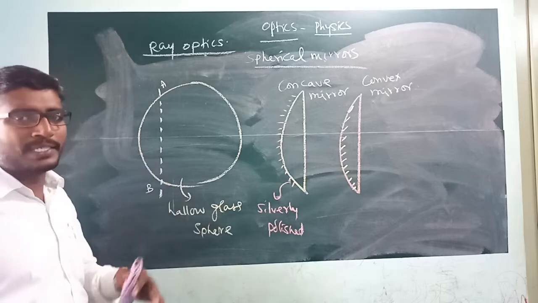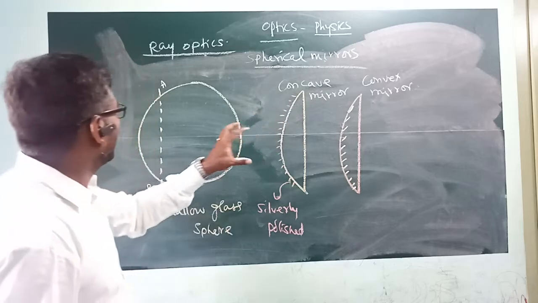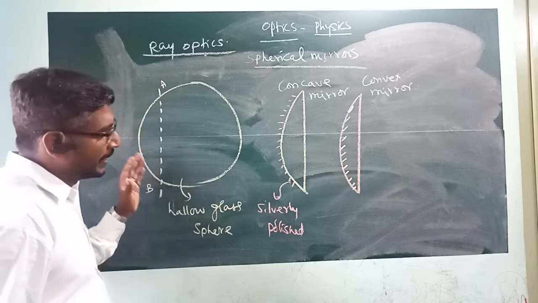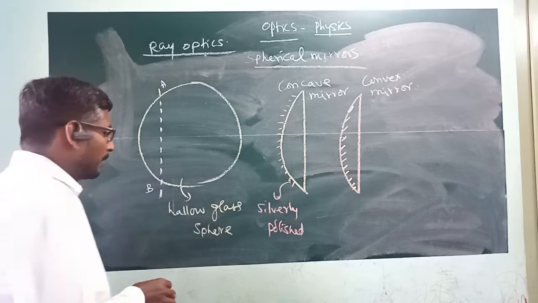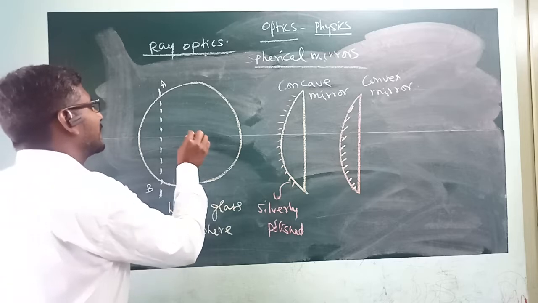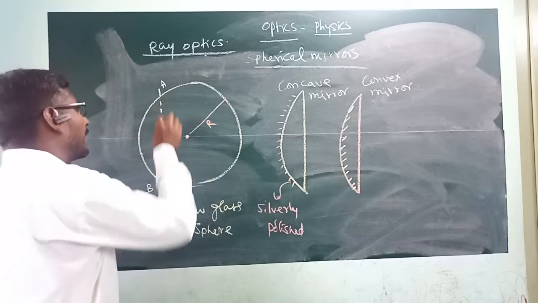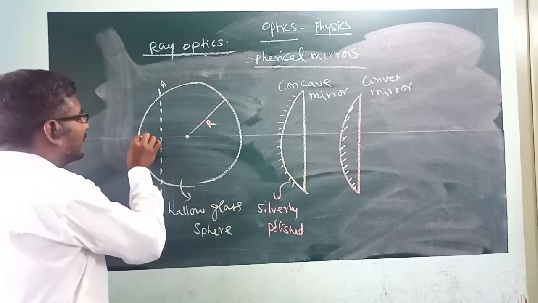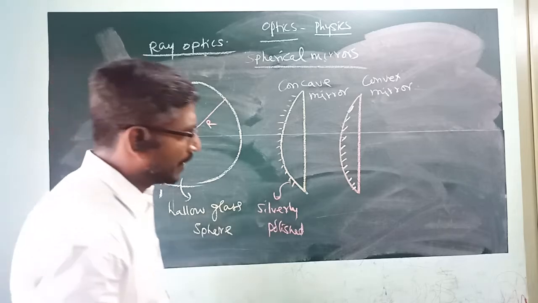So spherical mirrors are of two types, concave mirror and convex mirror, right? These are taken from a hollow glass sphere which is cut by a plane. If it is a sphere, there is a center for it and a radius for it. This plane cuts at the points A and B, and I am taking one point on the surface of the sphere, this point as point P. I will explain what this is.